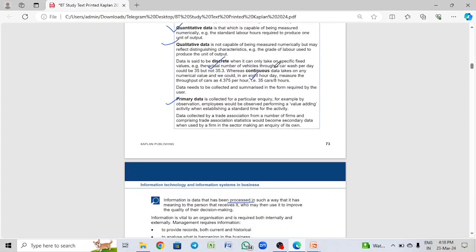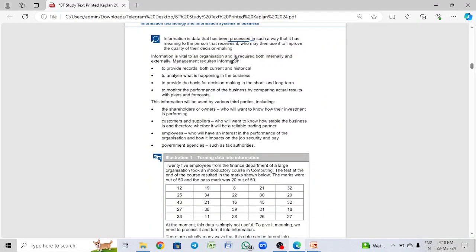We all know what primary and secondary data is. Primary data is data collected for the first time, and secondary data is data which was collected earlier and is being used again. Information is vital to organizations and is provided both internally and externally. Information is used by various parties, for example the stakeholders, the directors, the managers, the employees, the government agencies and the general public. For different reasons, different types of stakeholder groups use the data.